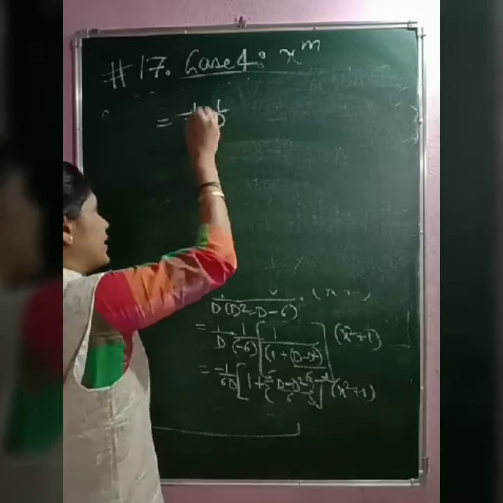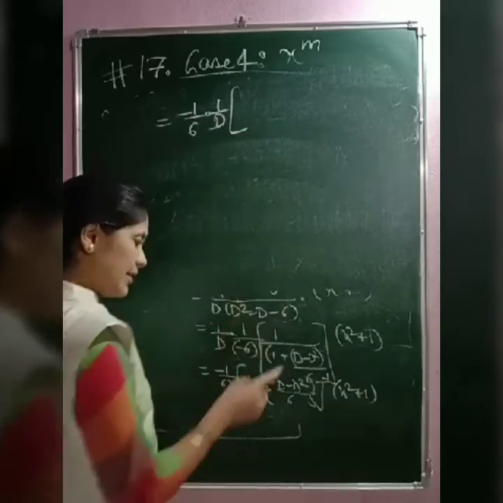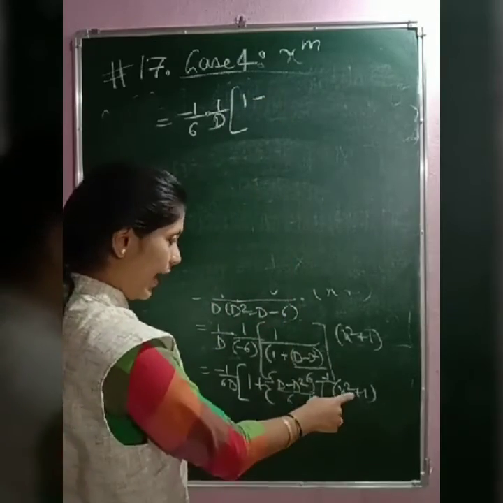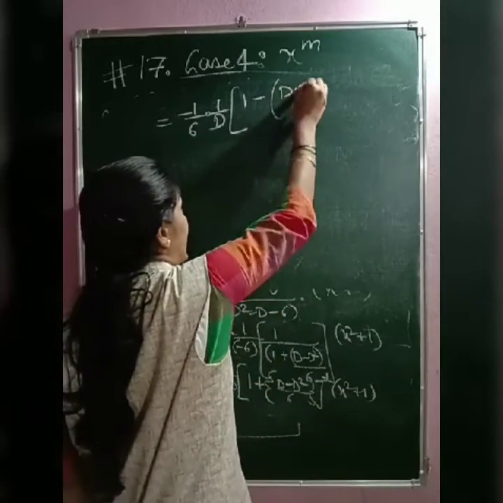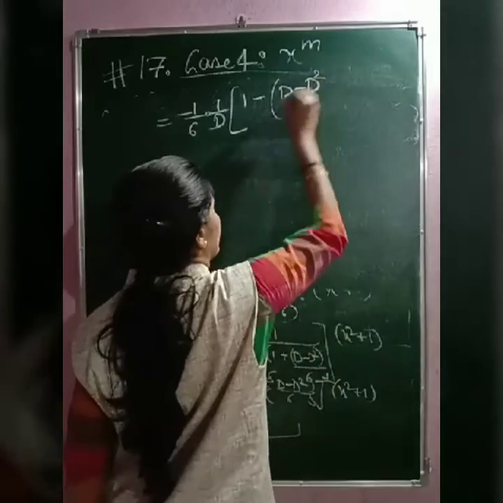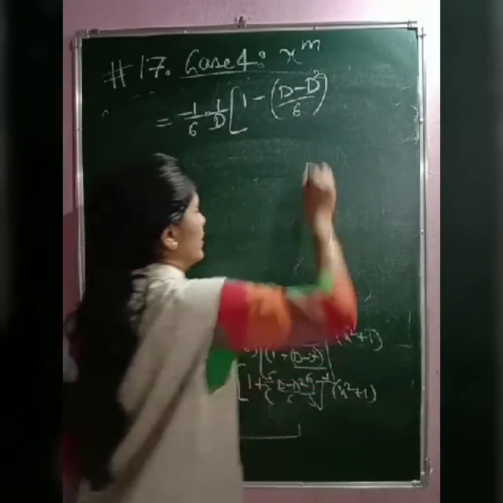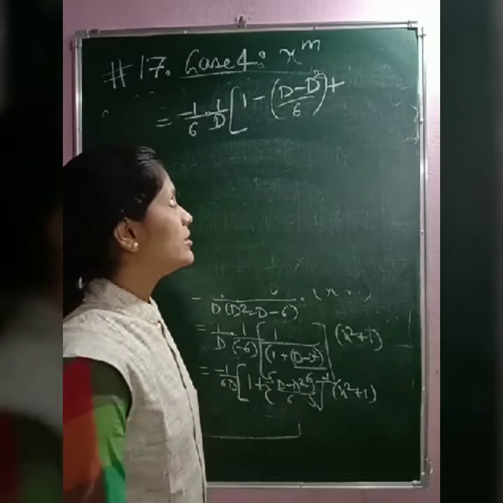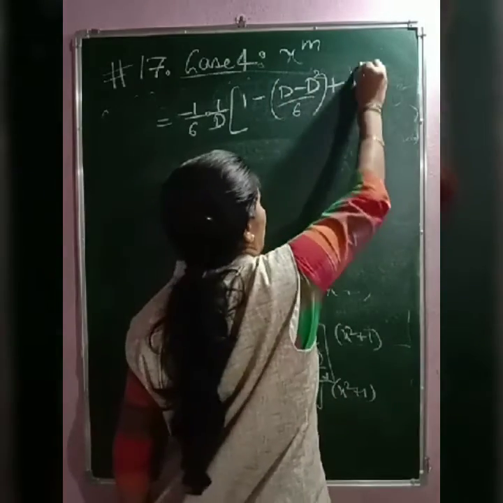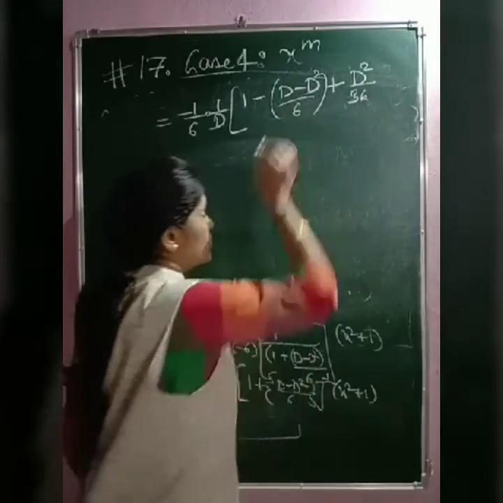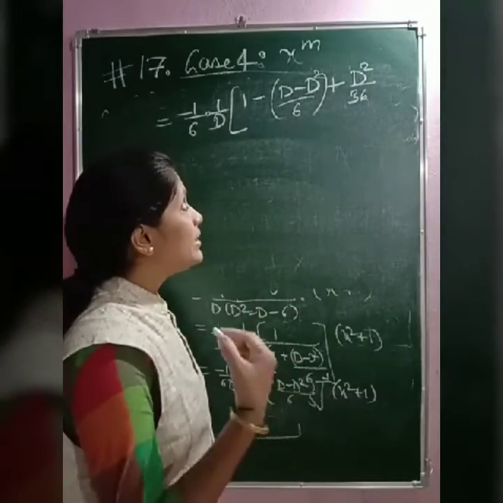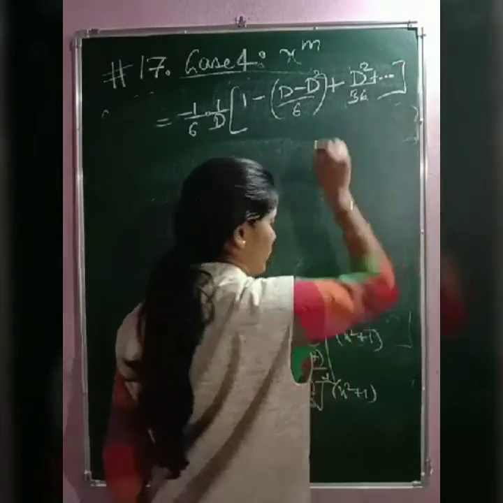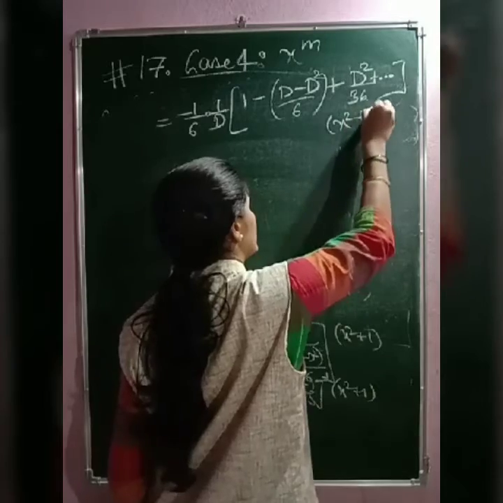So minus 1 by 6 as it is. Let me write 1 by D as it is. Now what is this? 1 plus x inverse is 1 minus x. So D minus D square by 6, 1 minus x plus x square. So only up to D square we have to consider. So x square, D square by 36, a square. 2ab will give D cube, b square will give D raised to 4. So no need to consider; just write plus dash dash, but no need to consider. What is that? x square plus 1.